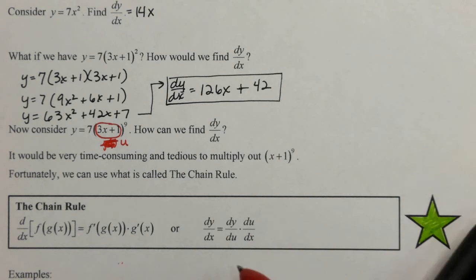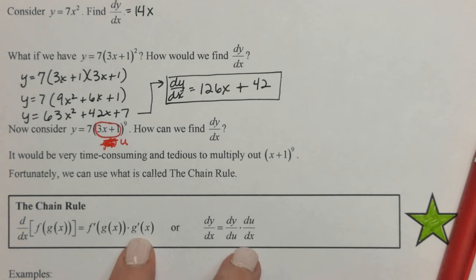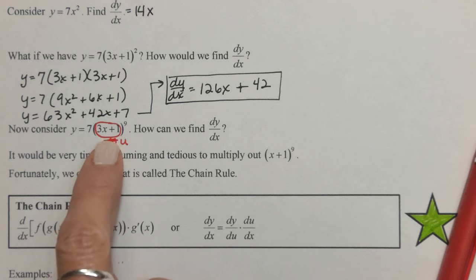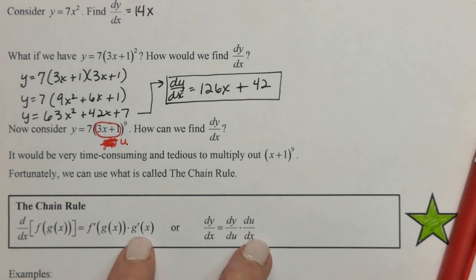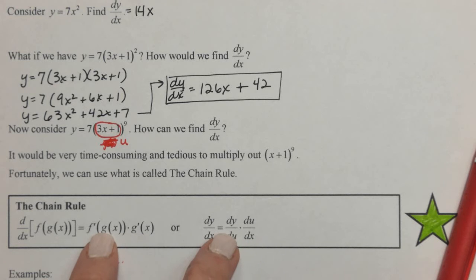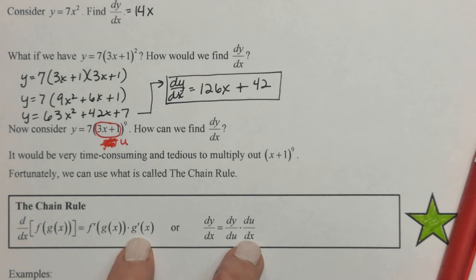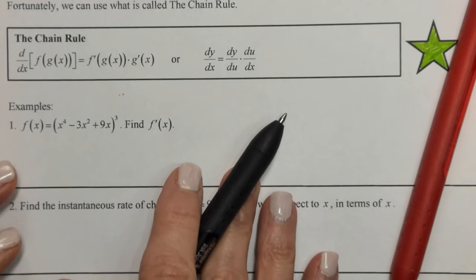So at the very end, either way you think of it, you're multiplying by the derivative of the inside of the parentheses. Okay? Take the derivative as you normally would if it was not a complicated inner part, and then multiply by the derivative of the insides. Let's take a look at some examples.